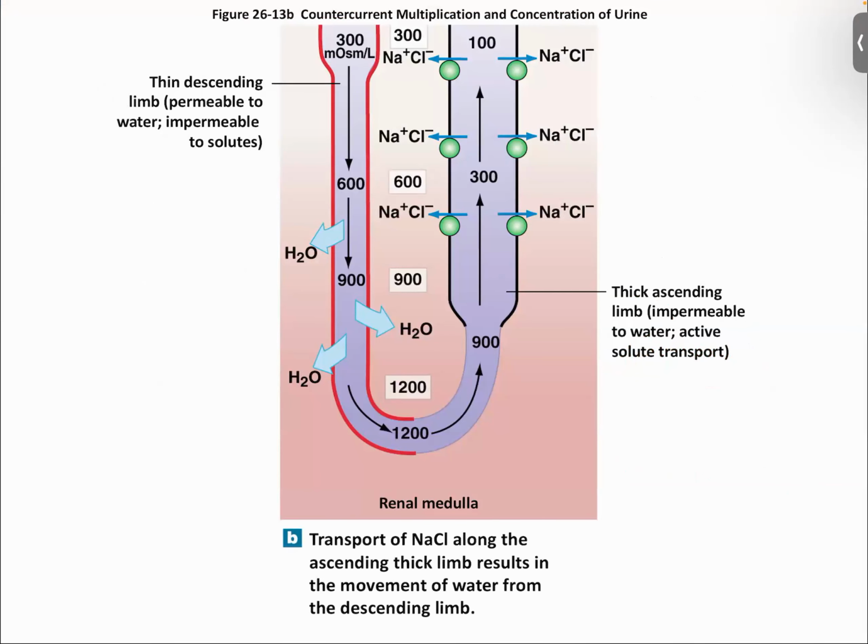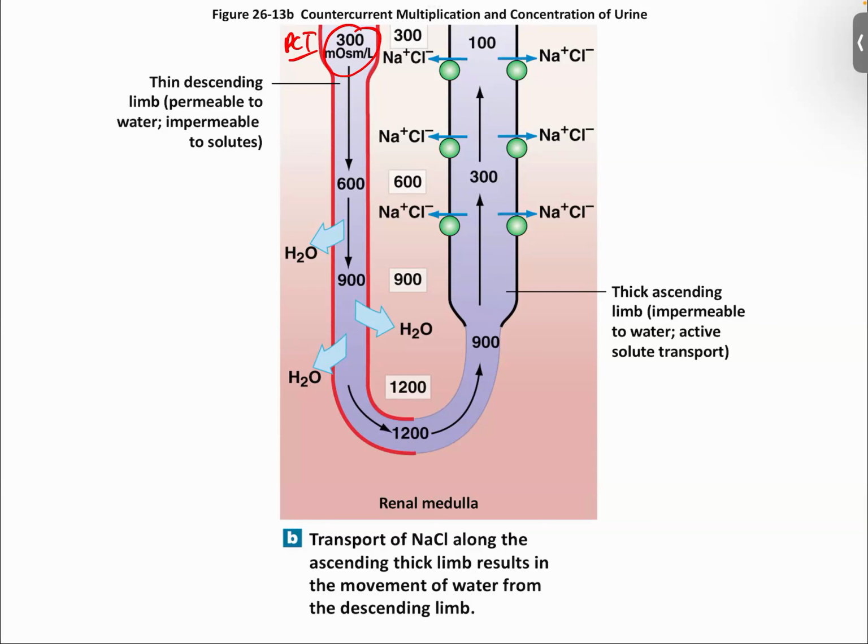This is what it looks like. Let's take a look at this. Coming from the proximal convoluted tubule, which is up here, the osmotic pressure of the filtrate is 300 milliosmoles per liter. You don't need to lose sleep over that one. Basically, a milliosmole per liter is a measure of osmotic pressure, so the concentration of a fluid. The lower that number, the more dilute the solution. The higher that number, the more concentrated the solution.